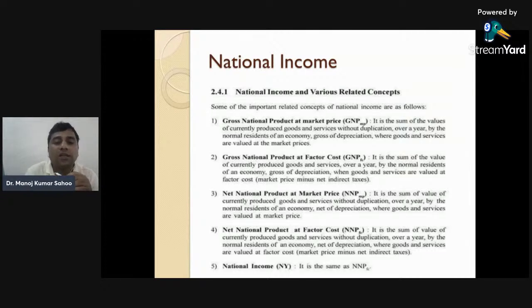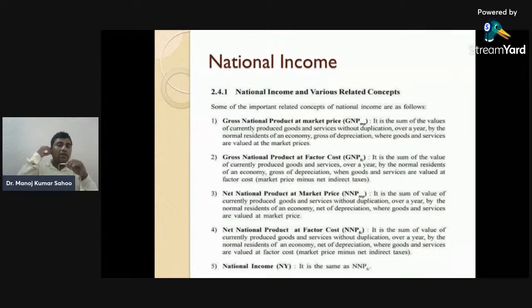Whenever we calculate GNP at factor cost, it implies that we take the factor prices. Suppose we take wages for the labor, rent for the land, interest for the capital, and profit for the manager or the organizer. Whenever we add all these factors, the wages, the interest, the profit, and the rent, and calculate the GNP, we call it the calculation of GNP at factor cost. So the formula is market price minus net indirect taxes.